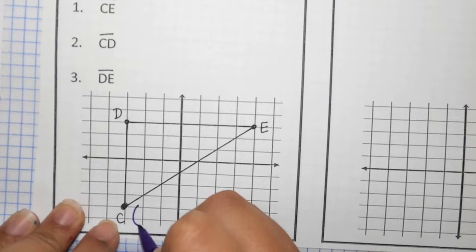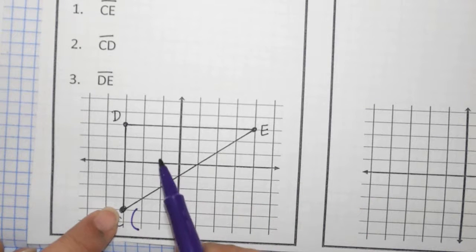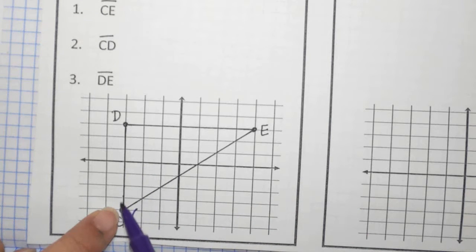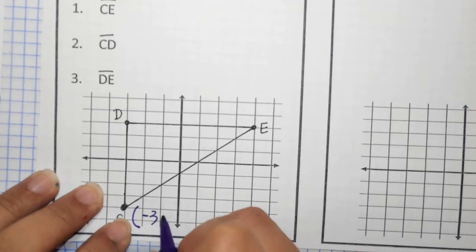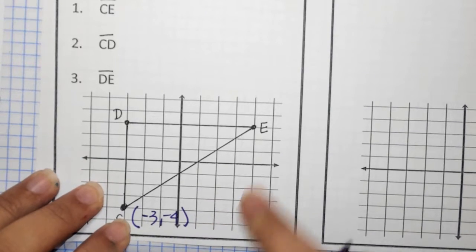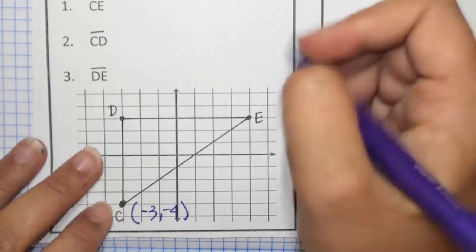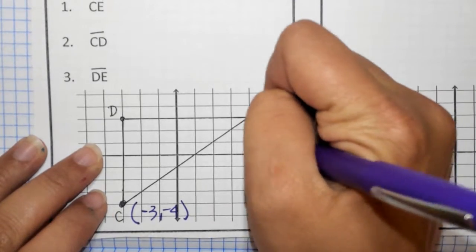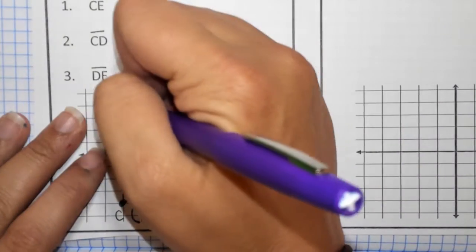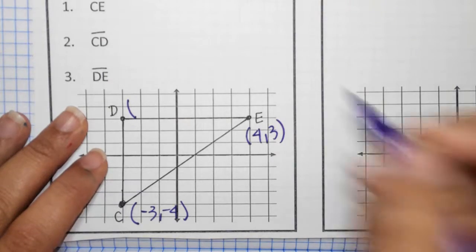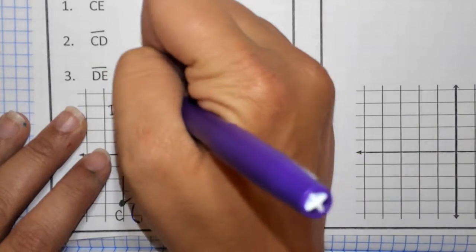Tell me what C is. What is this coordinate? -3, -4. Because remember, we do X then Y. All right, what's E? And what's D? Negative 3, 3. Give your team a point.